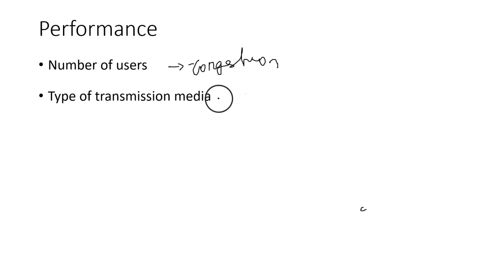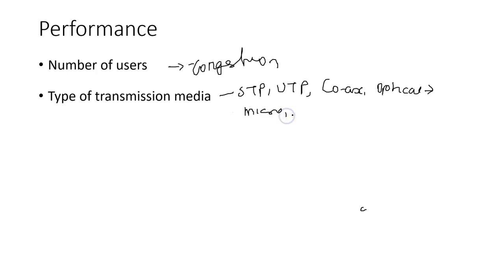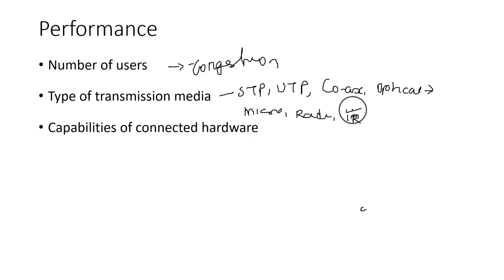Type of transmission media used in network: shielded twisted pair cable, unshielded twisted pair cable, coaxial cable, and optical fiber. These are guided media. Or microwave communication, radio frequencies or infrared waves. These are unguided media. Then it can be measured with the help of capabilities of hardware or the devices used in the network. Along with capabilities of hardware, it can be measured on the basis of efficiency of software. And last one is the jitter, means it is basically related to delay and the disturbances.